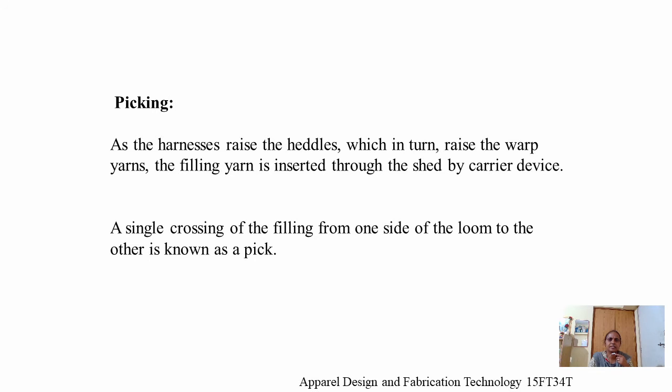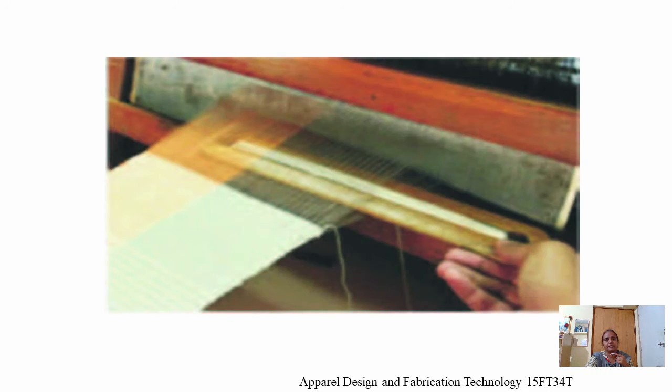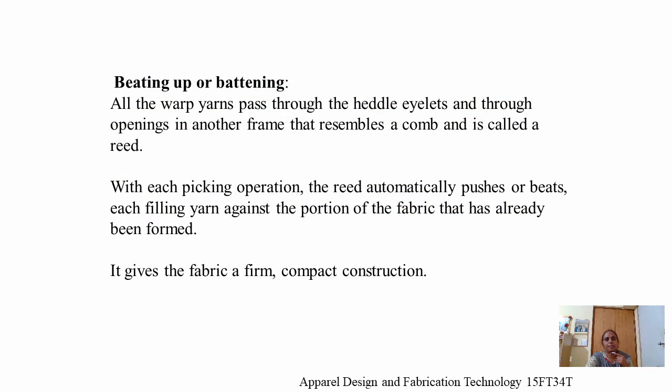As the harnesses raise the heddles, which in turn raise the warp yarns, the filling yarn is inserted through that shed by the carrier, that is the shuttle. Here the weft yarns are inserted through the shuttle. That is the picking process. Next, beating up or battening.